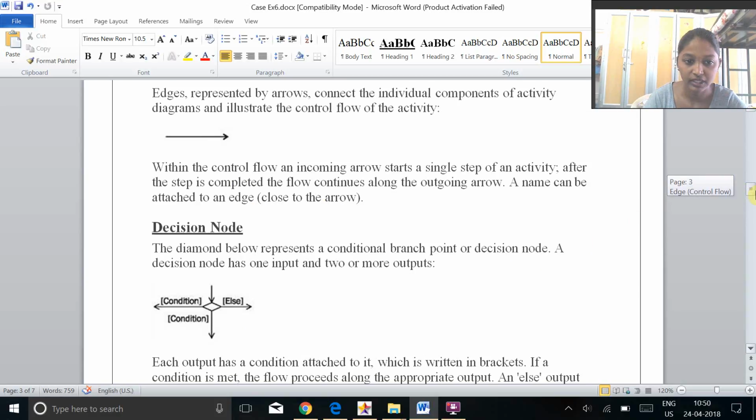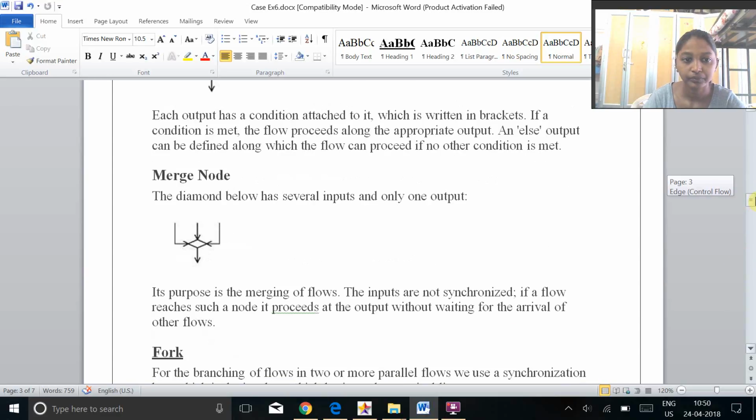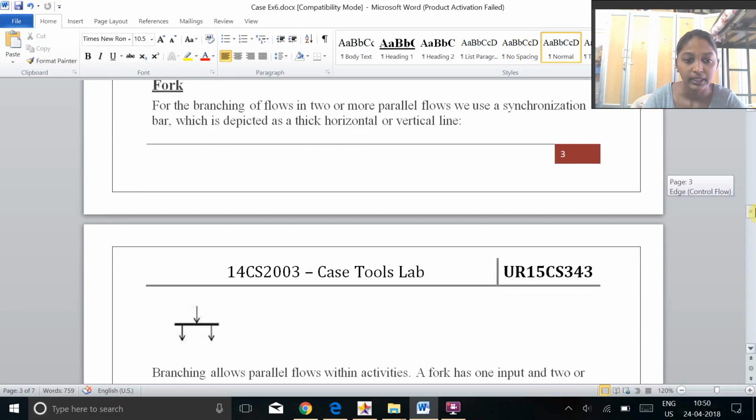Then we have the decision node. The diamond below represents a condition branch point or decision point. A decision node has one input and two or more outputs. So this is the decision node, which is a diamond, and these are the conditions to write. And this is the merge node, and then this is the fork.